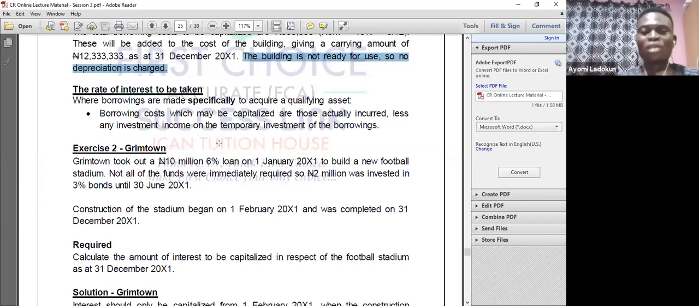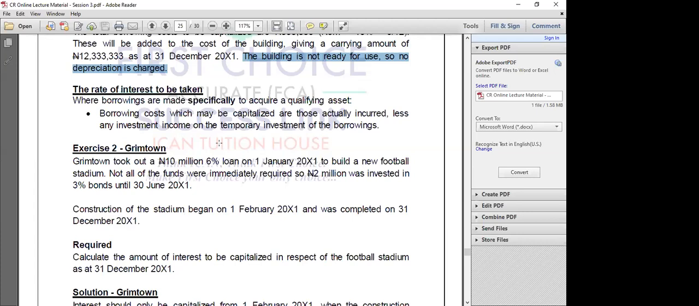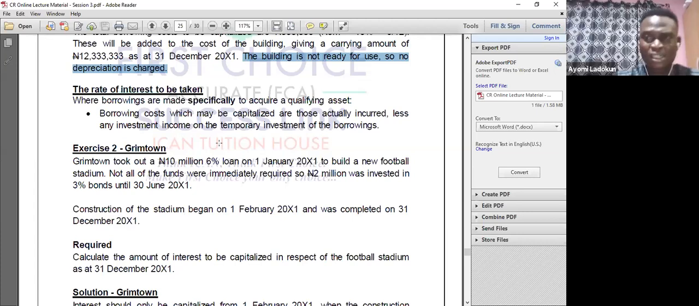So what IAS 23 is now saying is this: if you borrow money for a qualifying asset, and you go ahead to reinvest part of that money you have borrowed, then the borrowing cost that will be capitalized should be the amount of borrowing cost minus the investment income on that borrowing. If you can grab that, that's it. Earlier we got 333 as borrowing cost. Let's assume we reinvested part of that money. The investment income that we got, we have to remove it from the borrowing cost that should have been capitalized.